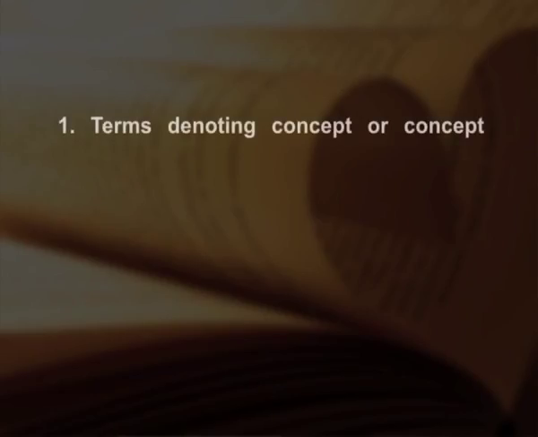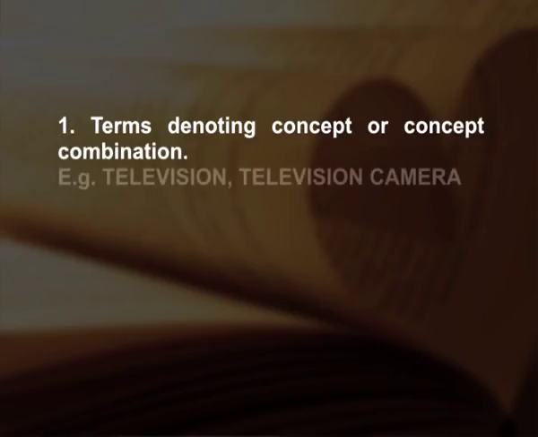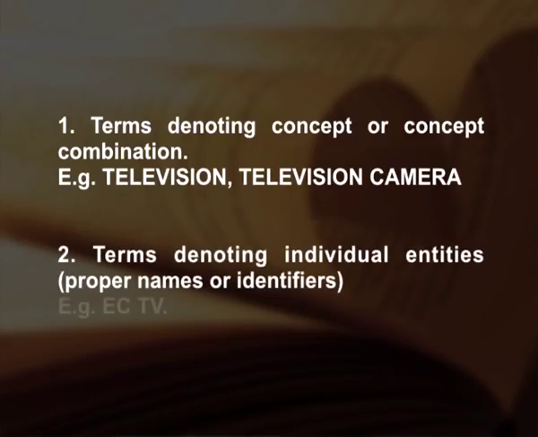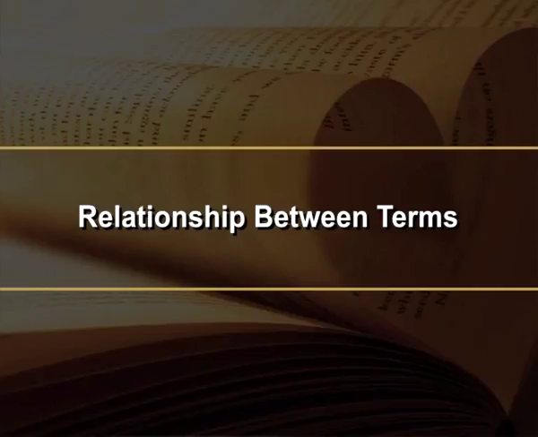Descriptors. The descriptors are the terms permitted by a thesaurus for use in indexing. The terms that are not permitted are called non-preferred terms, which display the equivalence relationship with a descriptor. The descriptors can be divided into two types. 1. Terms denoting concept or concept combination. Example: television, television camera. 2. Terms denoting individual entities like proper names or identifiers. Example: ECTV.